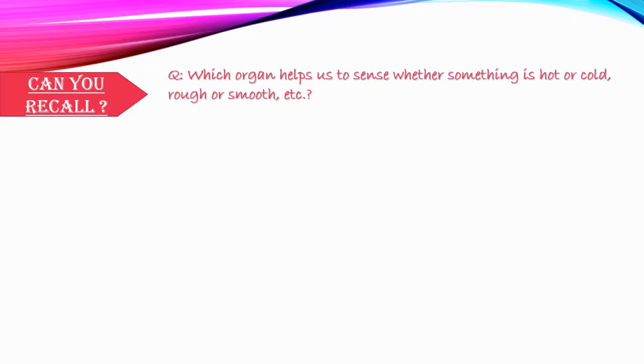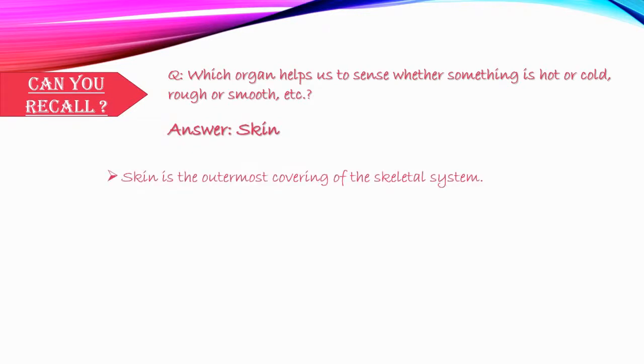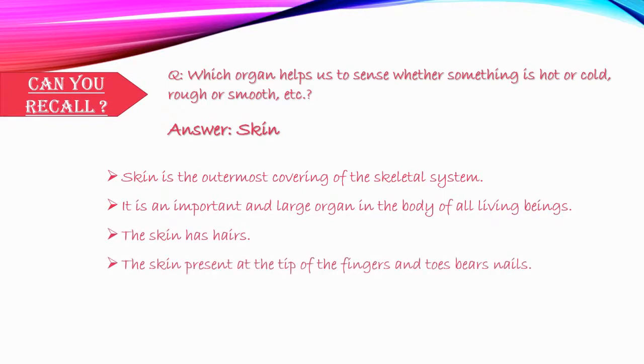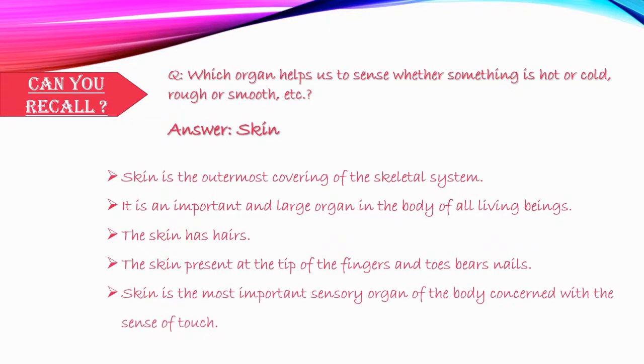Now students, can you recall which organ helps us to sense whether something is hot or cold, rough or smooth, etc.? Yes, it's skin. Skin is the outermost covering of the skeletal system. It is an important and large organ in the body of all the living beings. The skin has hairs. The skin present at the tip of the fingers and toes bears nails. And skin is the most important sensory organ of the body concerned with the sense of touch.